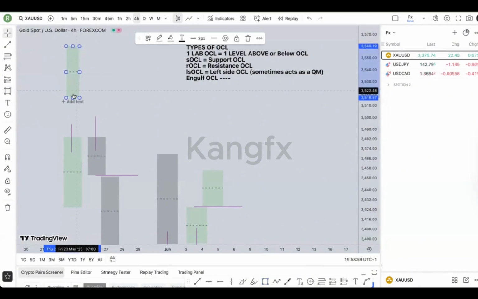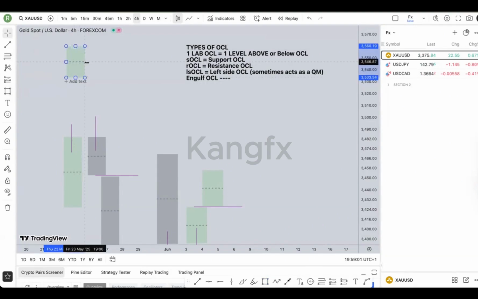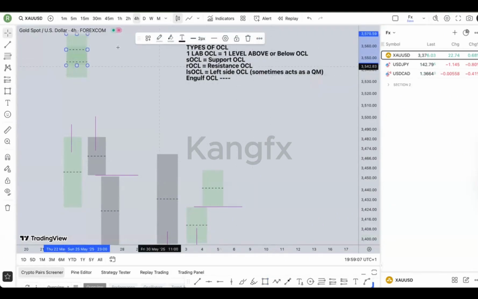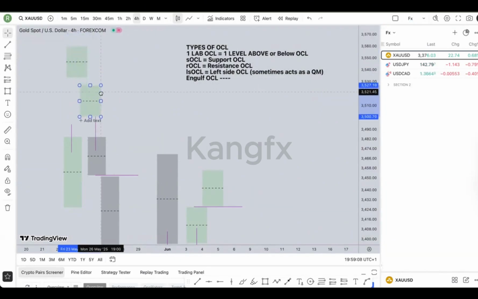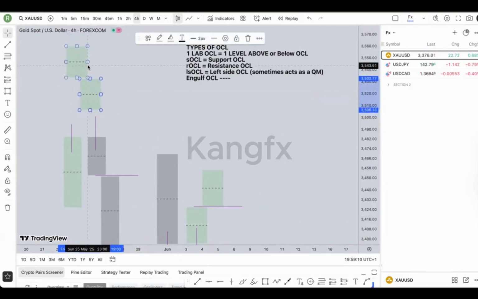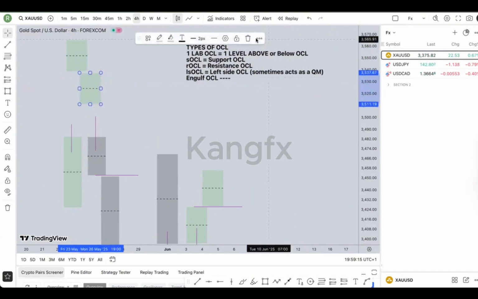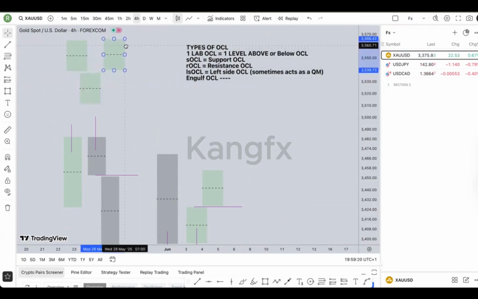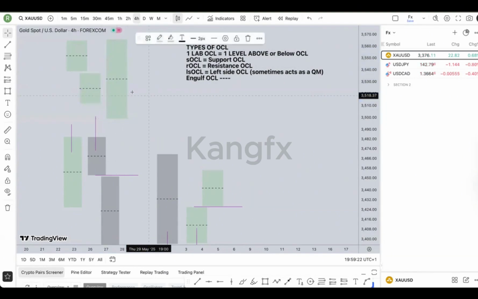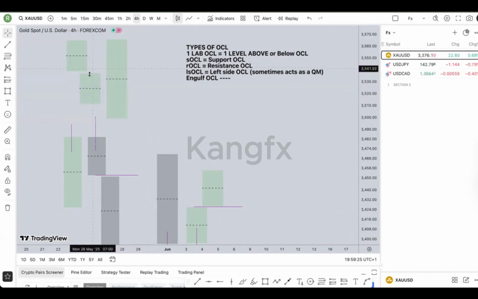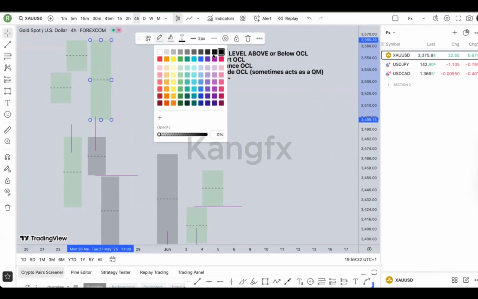You will see something like this. This is what you're going to see. For engulf OCL, you have that green, you have another green. Maybe the market was bullish going up. You have this kind of movement like this. Then you now have a black candle like this. If you see why they call it engulf OCL, because this candle, the OCL engulfs these two candles like this. That's what they call it engulf OCL.